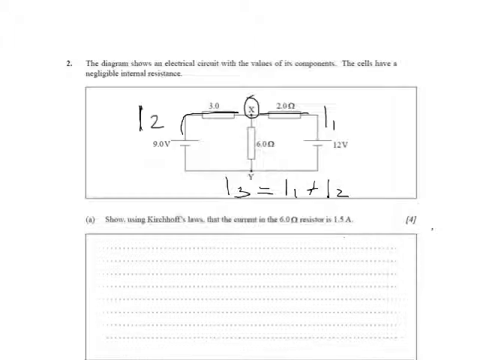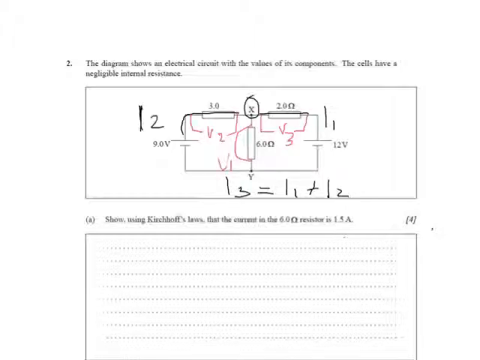Kirchhoff's laws are also about EMF. If we consider any loop, we would know that the EMF in a fixed loop, so it could be this one, matches the potential difference that leaves. So the energy provided by the 9-volt battery will be given as potential difference here and as potential difference here. So we can write a few equations there as well.